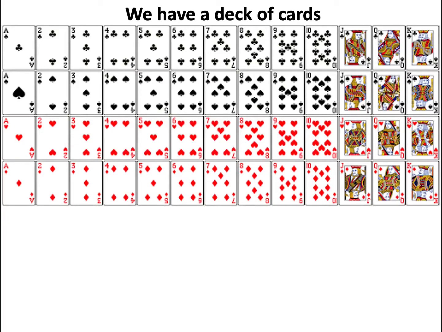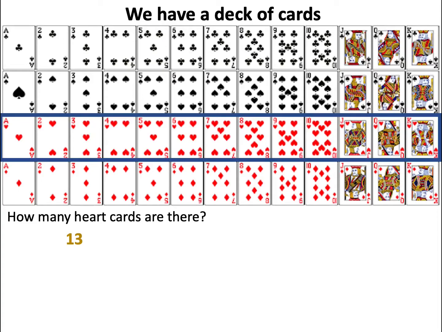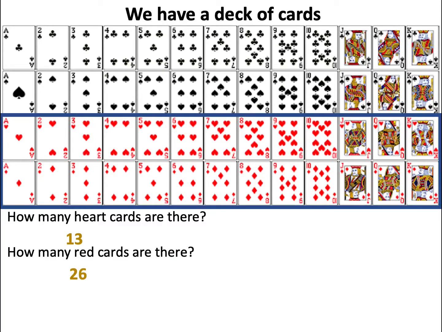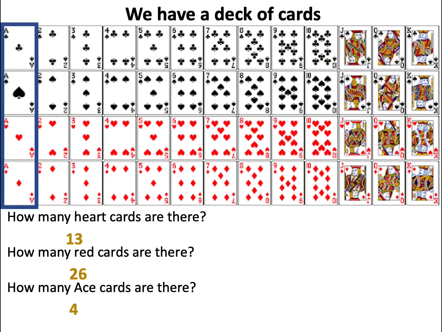To best illustrate probabilities between 0 and 1, here's an example. How many heart cards are there? When we count all the heart cards, there are 13. How many red cards are there? There are 26, 13 hearts and 13 diamonds. How many ace cards? There are 4.